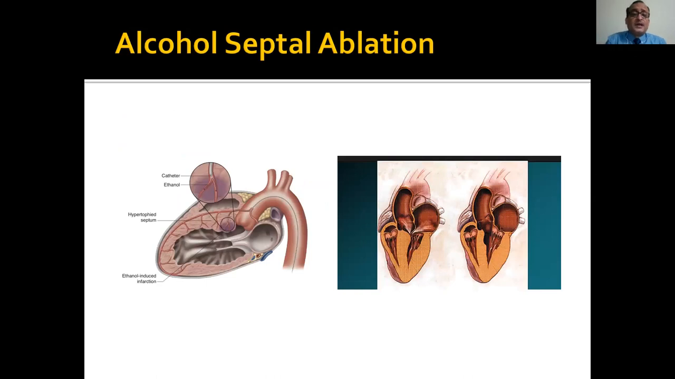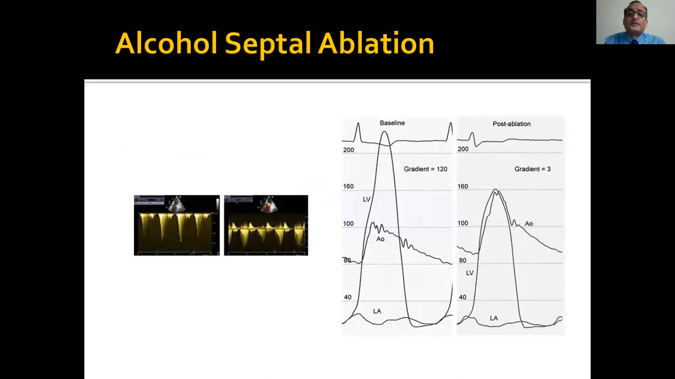So here they are injecting alcohol in the first septal branch, and here you can see the thickened septum has become less thickened, it is more thin, and the obstruction is relieved to a great extent. Here you see the gradient between the aorta and left ventricle has become reduced.